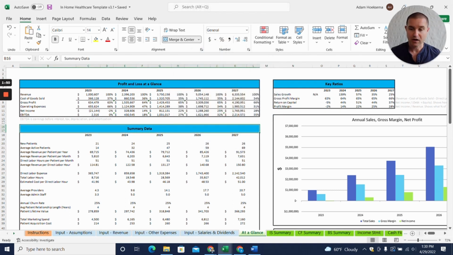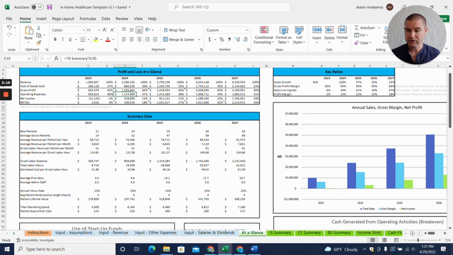So we're going to start on the at a glance tab, and this is really kind of the end of the process. So once you have filled out all the assumptions for your revenue, your expenses, your startup costs, your financing from investors and lenders, ultimately you're going to be able to get a set of financial projections and an at a glance tab like this, where you can see some useful tables.